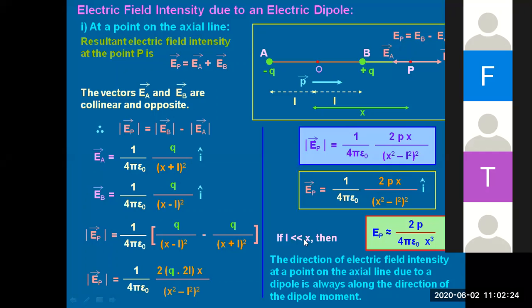After doing that, if the distance is very large, you're neglecting the last term. Then you will get 2p into x divided by x to the power of 4. x and x will cancel. We will get x to the power of 3. So this is one example.